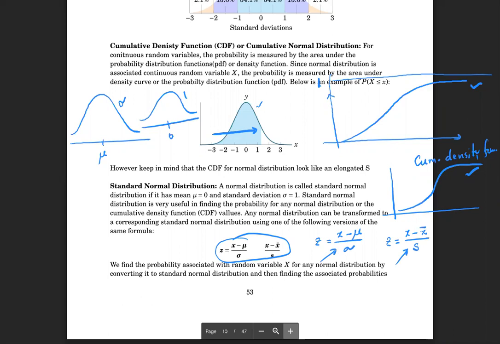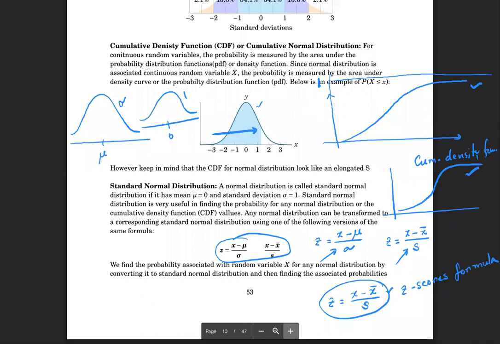Now, this is a very important formula. You'll be using it a lot, and I want you to memorize it. So Z is equal to X minus X bar divided by S. We will be dealing mostly with samples, so we are going to be using this formula. Z is equal to X minus X bar divided by S. It is also known as the Z-scores formula.